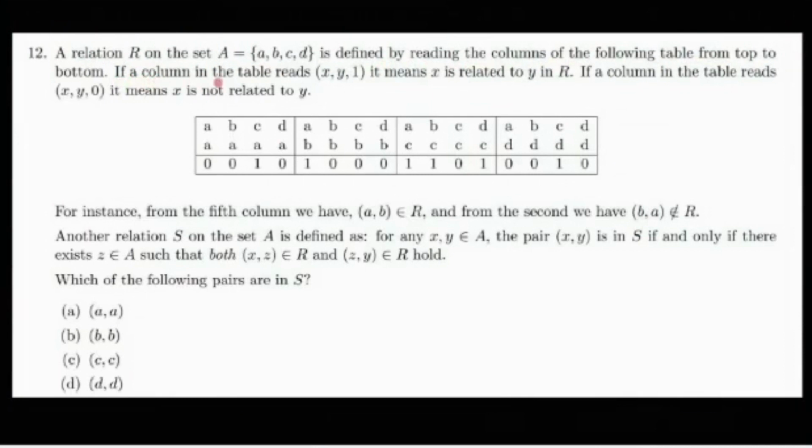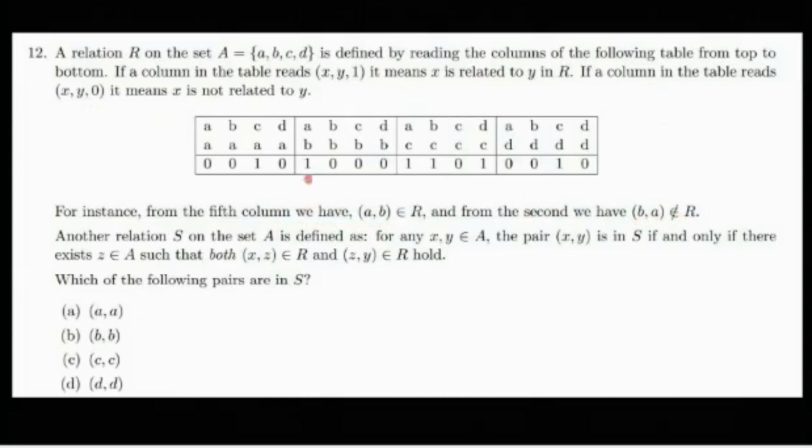If a column in the table reads x, comma y, comma 1, it means x is related to y in R. If a column in the table reads x, comma y, comma 0, it means x is not related to y. So this is the column for the elements in the set A. And for instance, from the fifth column, we have (A, B) belongs to R. And from the second, we have (B, A) does not belong to R.